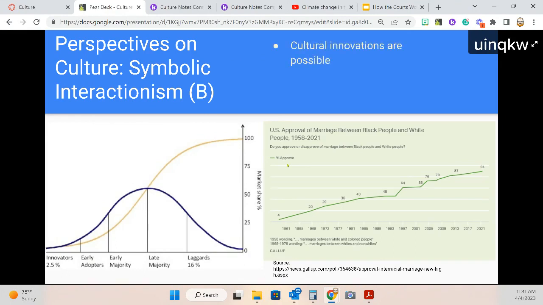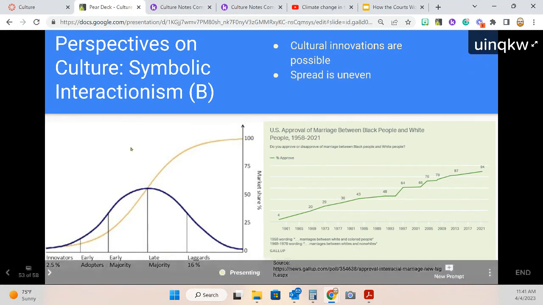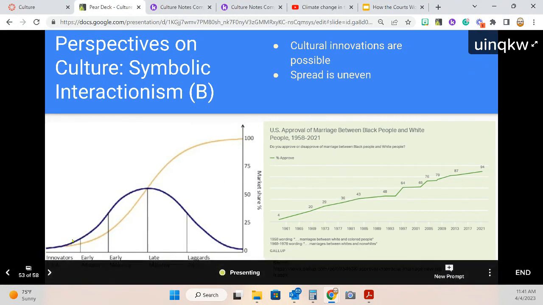And that is because symbolic interactionism tells us that cultural innovations, new things, are possible. But the spread is uneven. So you've got two images here. This is not tracking any real data. This is just kind of a perfect bell curve that represents a population. And the vast majority of the population falls here in the middle.